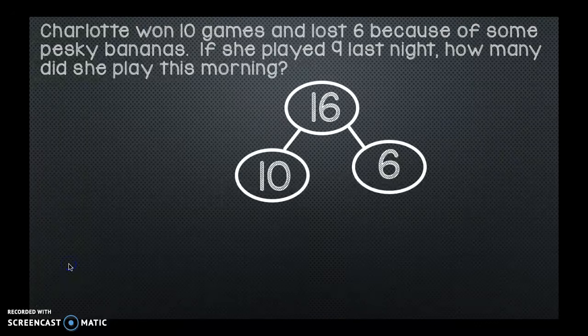Now if it says she played 9 last night, how many did she play this morning? I'm going to take that 16 and I'm going to subtract 9. Go ahead and write that good number sentence. All right, you should know what to do next. So this is what I would like you to do. I want you to draw a picture of the 10 and the 6, subtract your 9, show me how you do that, and then circle your whole amount.